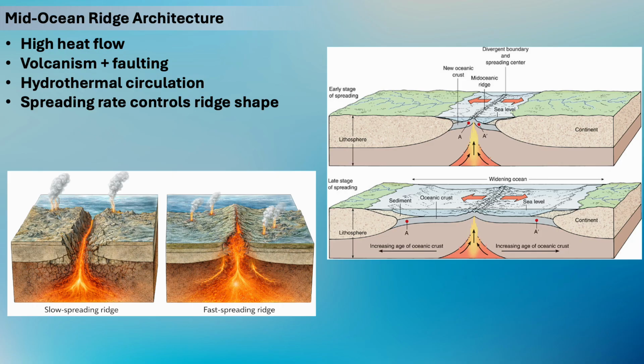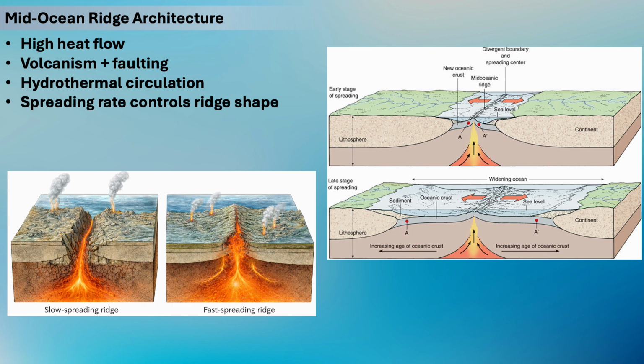The combination of high heat and abundant fractures allows seawater to circulate through the crust. Cold seawater penetrates downward, is heated by the rock, reacts chemically with the basalt, and then rises back to the seafloor in hydrothermal vents. These systems transfer heat and chemicals from Earth's interior into the ocean.